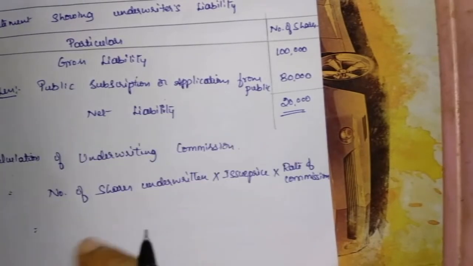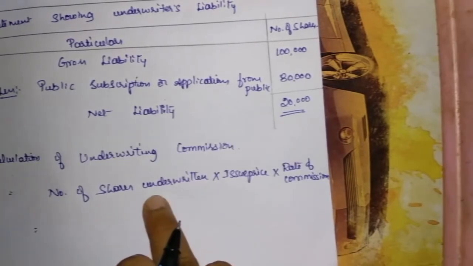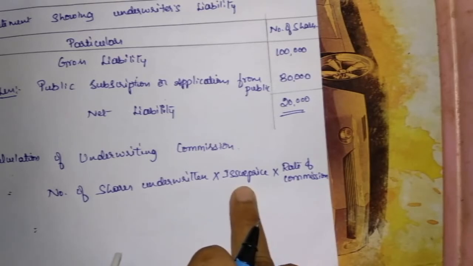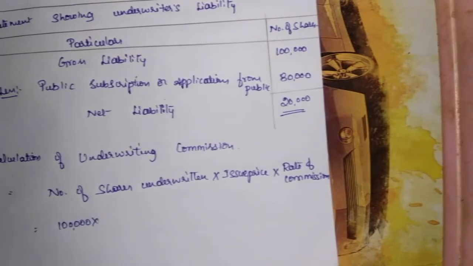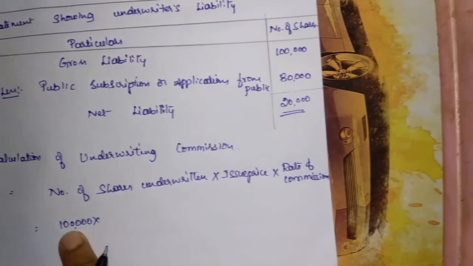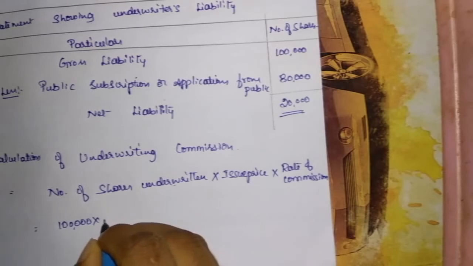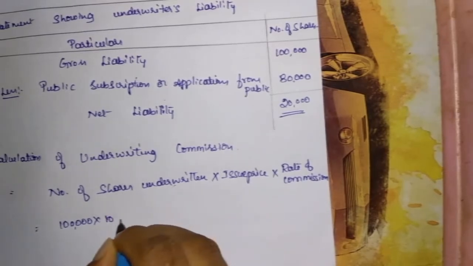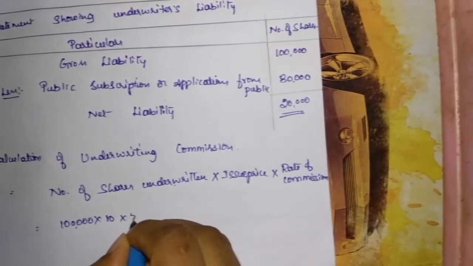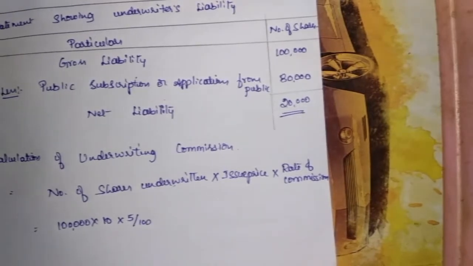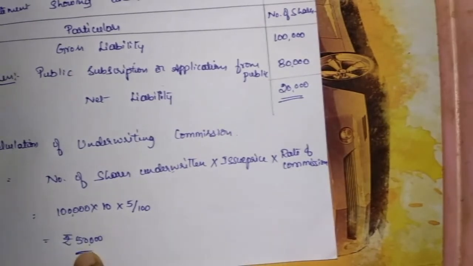And we'll calculate underwriting commission. This is the way to calculate underwriting commission: number of shares underwritten into issue price into rate of commission. Number of shares underwritten is 1 lakh, that means for the whole issue underwriting is given. So 1 lakh shares underwritten. Issue price, that is face value only, that is rupees 10. And what is the rate of commission? It is 5%. It is 50,000 rupees. Commission is rupees 50,000.